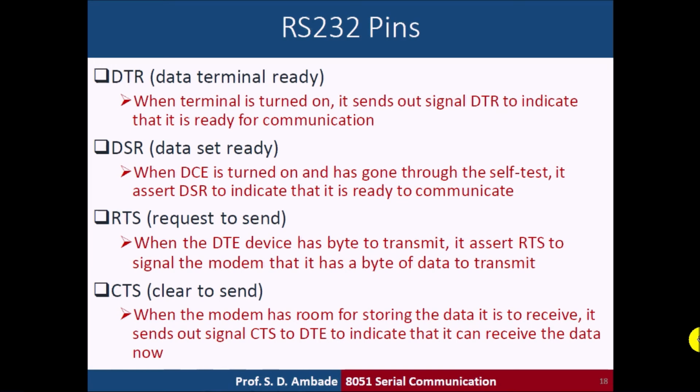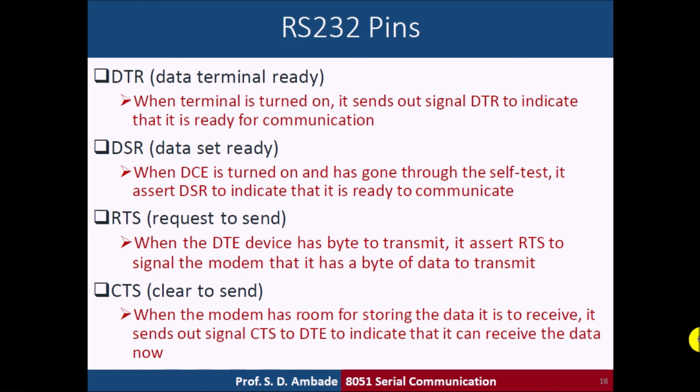RS-232 pins available in DB9 connector. Data terminal ready. When the terminal is turned on, it sends out the DTR signal, data terminal ready, to indicate that it is ready for communication. If this signal is available, that means it is ready for communication. DSR, data set ready. When the DCE is turned on and has gone through the self test, it asserts DSR to indicate that it is ready to communicate.